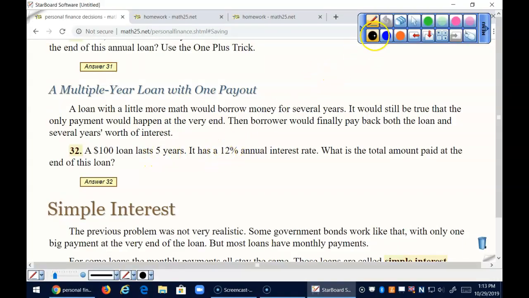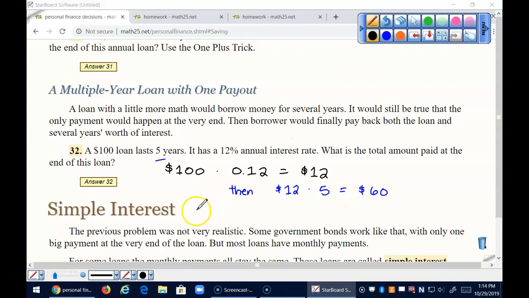So 5 years and 12%. First we'd find the interest, just like before. Then we'd say $12 times 5 is 60, because each year we had our fee. Then we have to put on the principal.